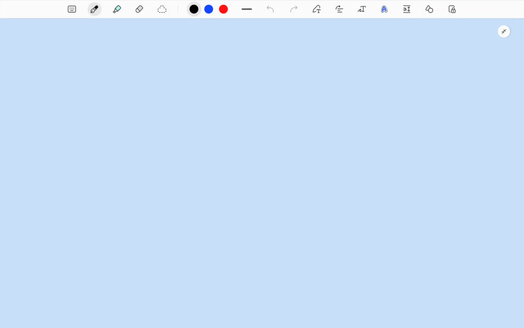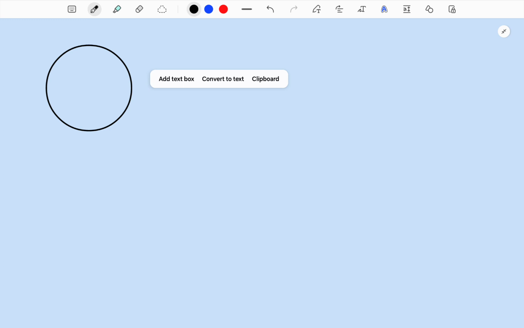I'll go over two ways you can find the volume of a spherical cap. A spherical cap is what you get if you have a sphere, and you take a plane and slice straight across it. Then I get this cap. So this is a spherical cap.